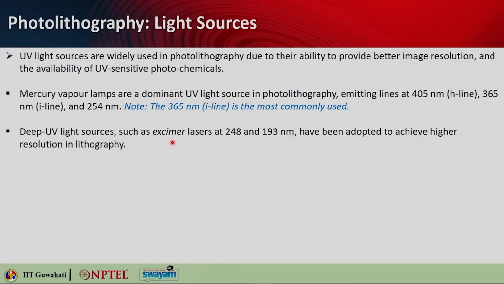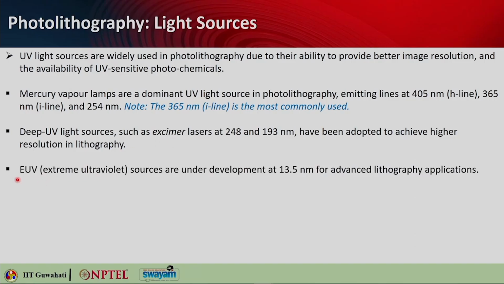It is a type of laser that generates intense ultraviolet light via the use of excited dimers or molecules. Unlike most lasers that rely on stimulated emission from atoms or ions, excimer lasers use a combination of noble gases and reactive gases to create a laser medium. So, extreme UV sources are also under development, which operate at 13.5 nanometer.